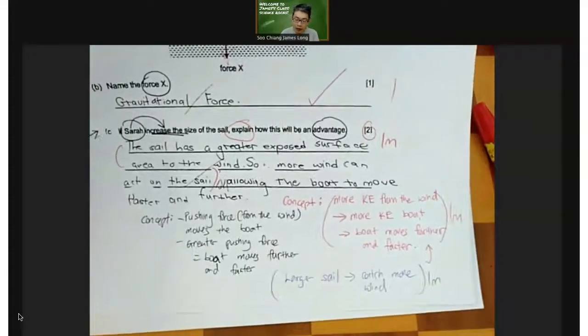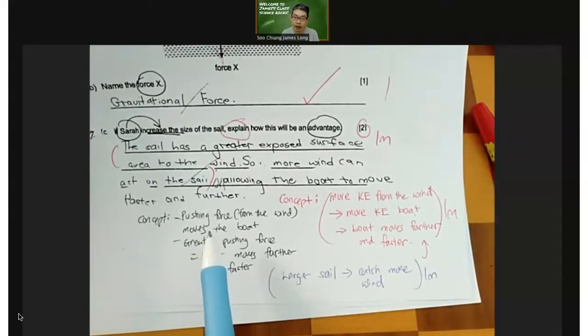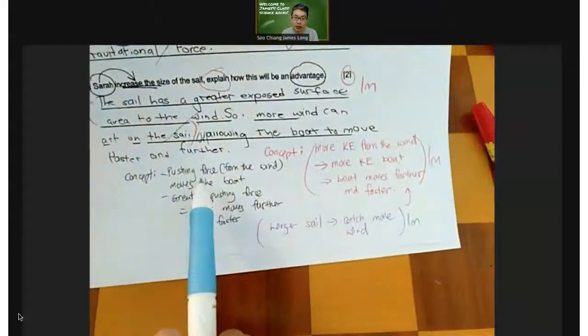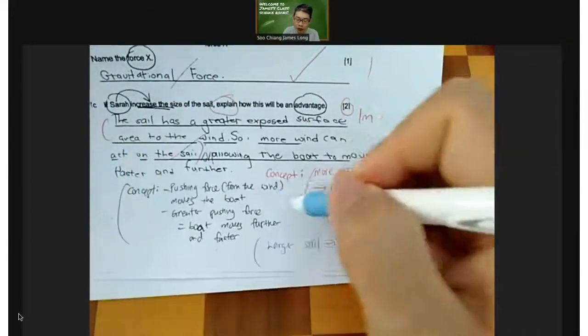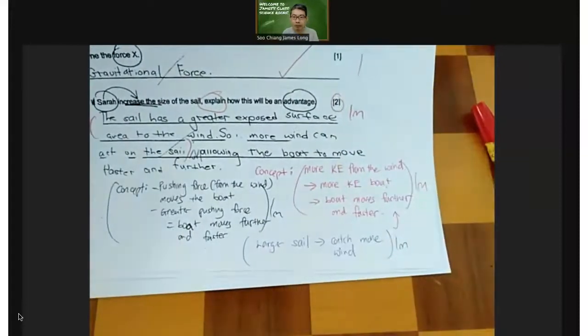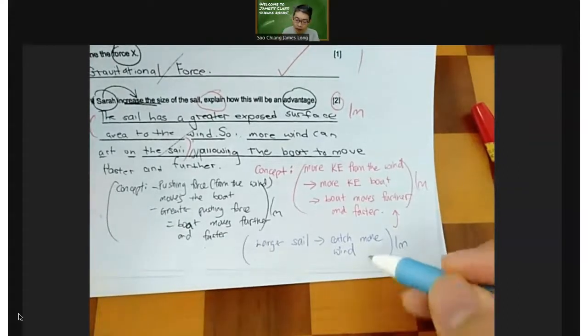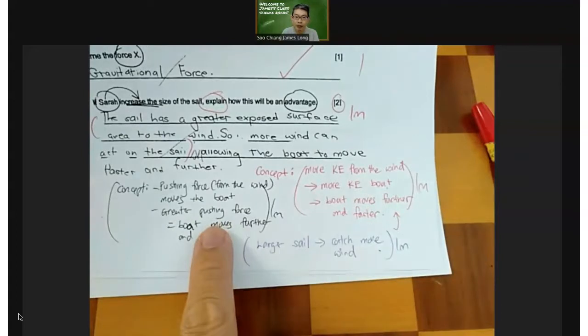Or I can talk about this. More force from the wind, because there's more wind right now that's pushing on the sail. There's more pushing force, because you need a pushing force to move the boat. If there's no pushing force from the wind, the boat won't move. So when there's more pushing force, the boat will move further and move faster. This will also be another way to answer it. Right, so there are 2 ways you can use to answer. First 1 mark, then either this second 1 mark or this second 1 mark.